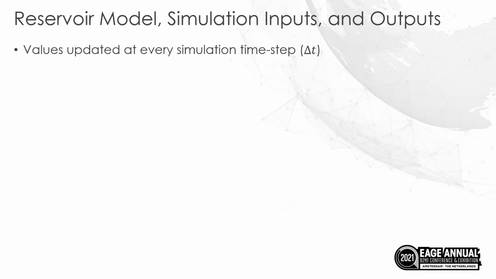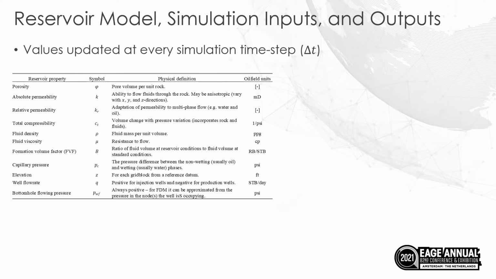Here we have the inputs. We have phi, which is porosity. We have K, which is absolute permeability. We have Kr, which is relative permeability for two-phase flow. We have Ct, total compressibility. We have ρ, which is the fluid density. We have the Greek letter mu, or as the Greeks call it mi, which is the fluid viscosity. B for the formation volume factor.